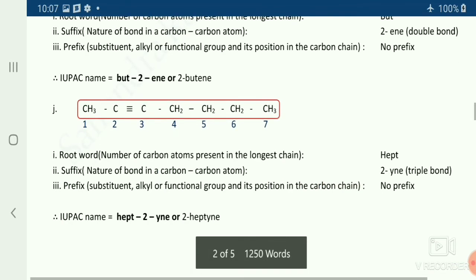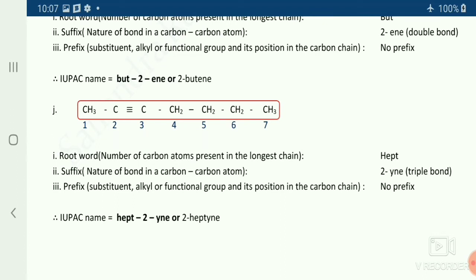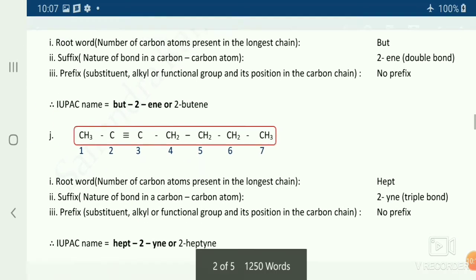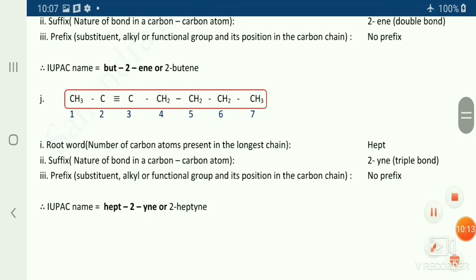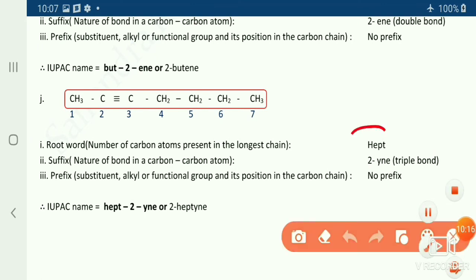Okay, clear? There is a long chain. How many carbon? 7. So what is the name? Meth, eth, prop, but, pent, hex, hept. So hept is the name of this root word of this structure. Okay, then we go with the suffix.